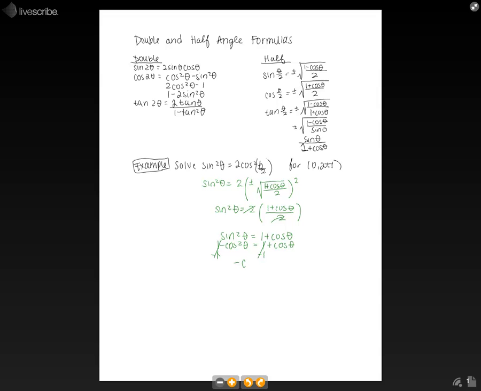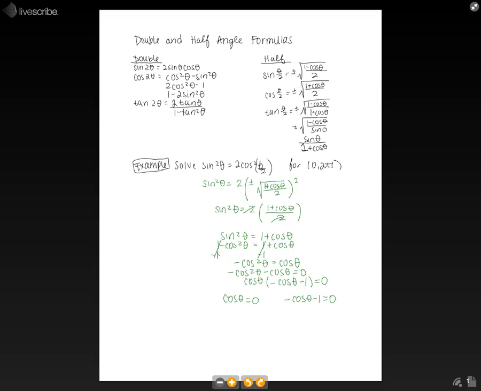So now we have negative cosine squared theta is equal to cosine of theta. So let's subtract the cosine of theta to get it to the left side. So we'll have negative cosine squared of theta minus cosine theta is equal to 0. Now factor out a cosine of theta. So we will have negative cosine theta times cosine theta plus 1 is equal to 0. And now that we've factored, we set both parts equal to 0. So we'll set cosine of theta equal to 0 and negative cosine theta minus 1 equal to 0.